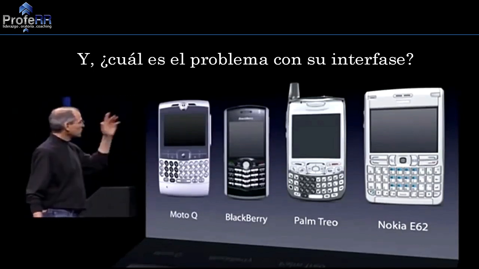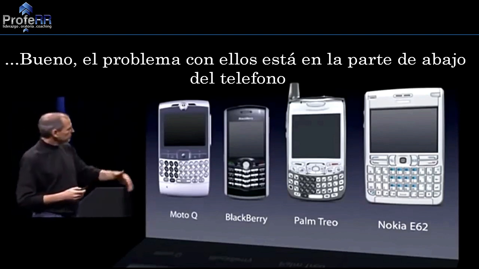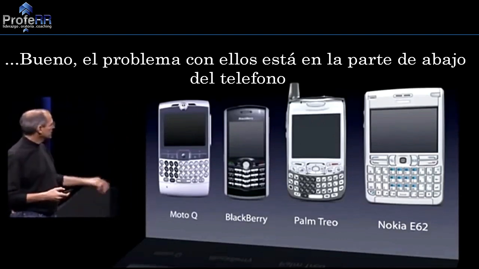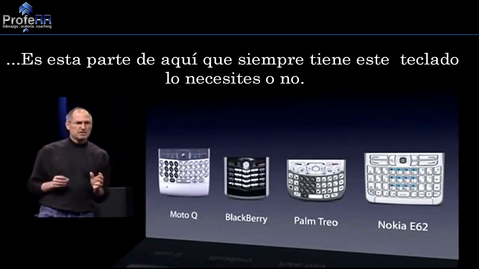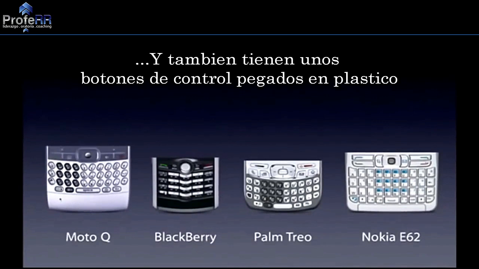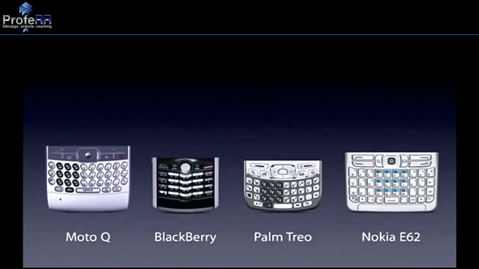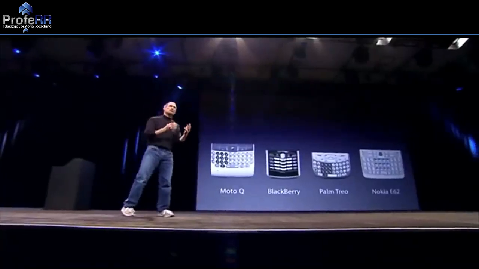And what's wrong with their user interfaces? Well, the problem with them is really in the bottom 40 there. It's this stuff right here. They all have these keyboards that are there whether you need them or not. And they all have these control buttons that are fixed in plastic and are the same for every application. Well, every application wants a slightly different user interface, a slightly optimized set of buttons just for it.